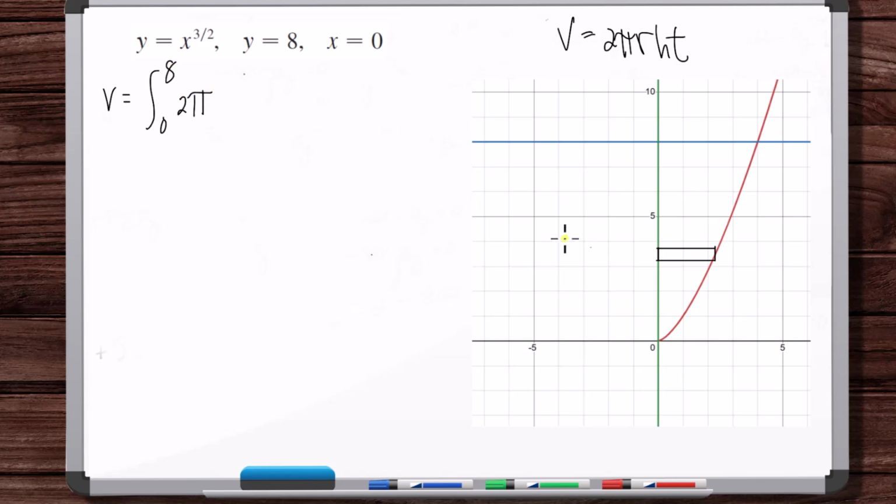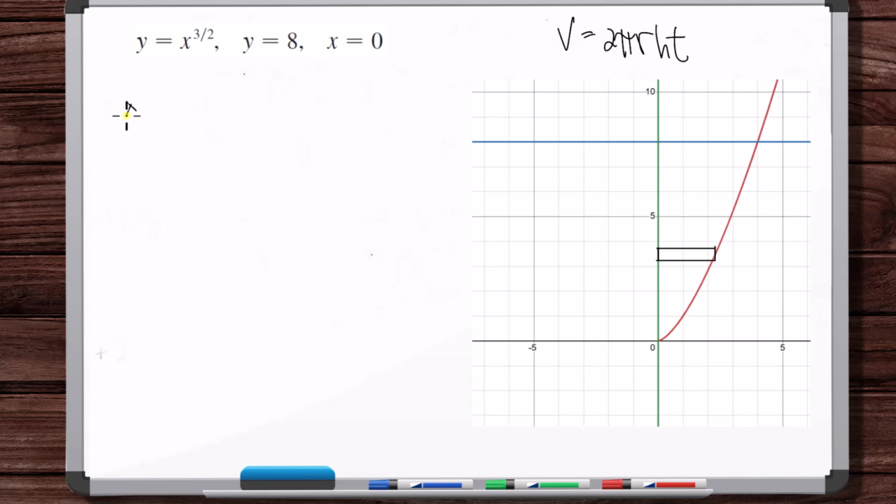2 pi, what is the r here? R is just y again, y. And then what is the height? Okay, we need to solve for x as a function of y, because we want to input this y and get whatever this horizontal length is.